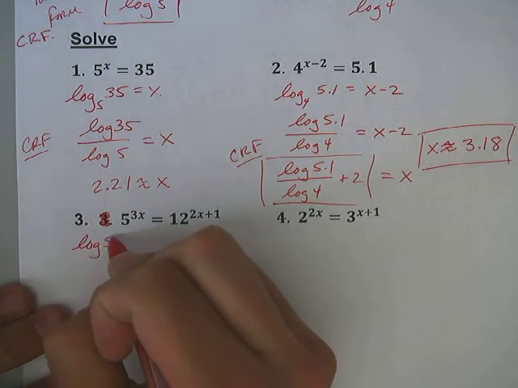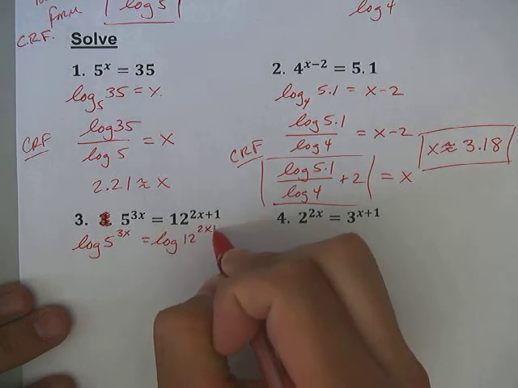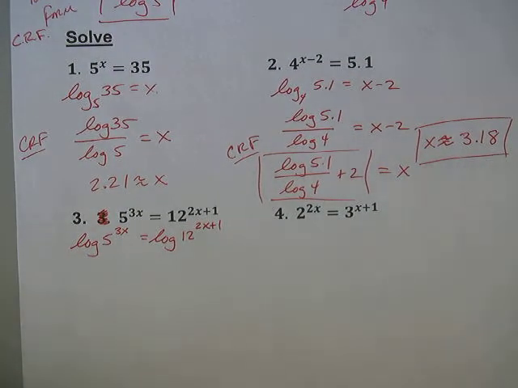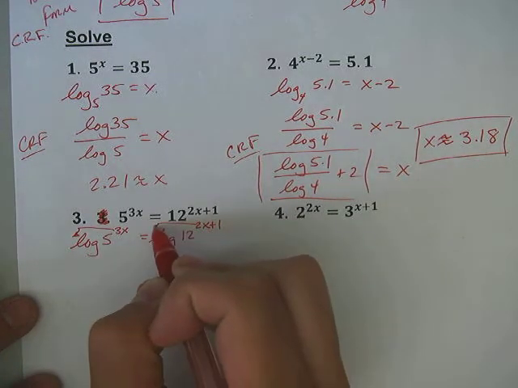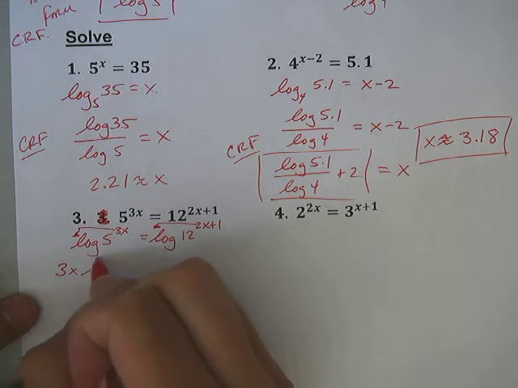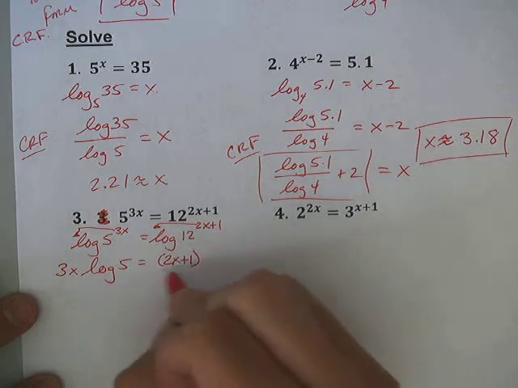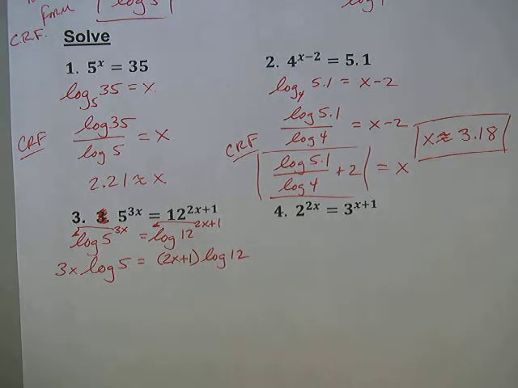But what I can do is this. I could go through and take the log of both sides. So I'm going to log 5 to the 3x, log this side too. Okay, so that's no different than squaring both sides, adding 5 to both sides. Now, that might not seem real helpful to you, but what I can do now is the power property. Bring that out front and this out front. We get 3x log 5 equals 2x plus 1. Notice this in parentheses. Log 12.